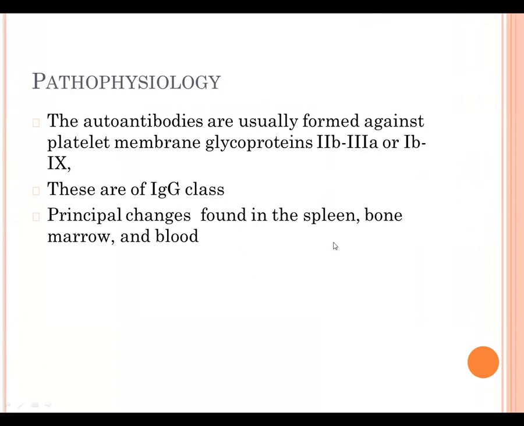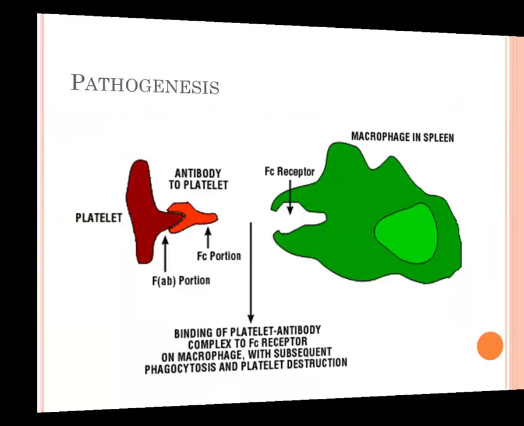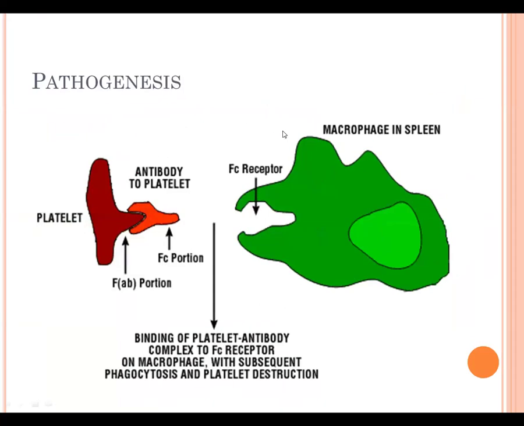Principal changes are found in the spleen, bone marrow, and the blood. This is the pathophysiology of chronic ITP. Here you can see the platelet. This is the antigen-binding portion of the antibodies. This is the binding. Here you can see the antibodies to the platelets, and this is the Fc portion that will fix the complement system.